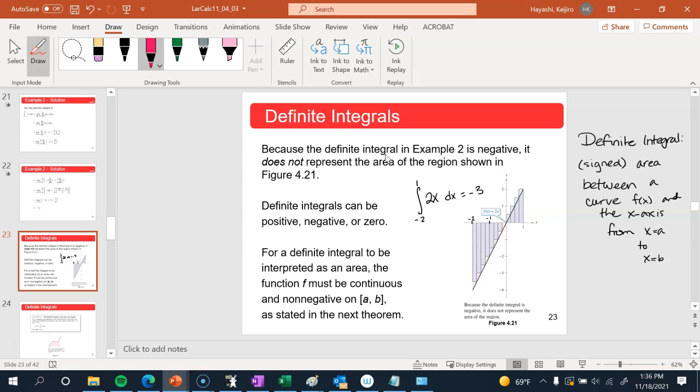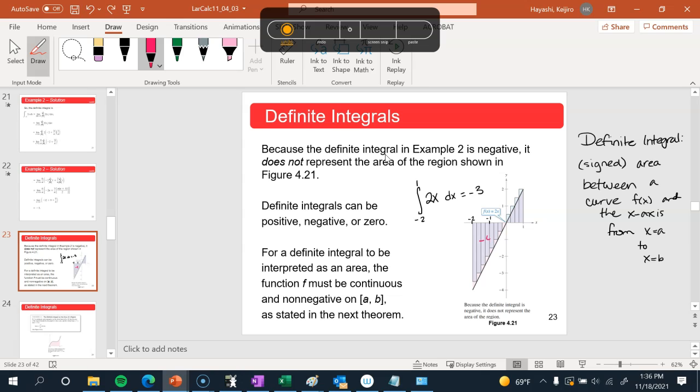So first of all, notice that this is a triangle. It's a triangle with a base of 2 and a height of 4, right? So if you think about the area of a triangle, it's going to be 2 times 4, which is 8, cut in half. So this triangle has an area of 4, except that it's below the x-axis, so it actually has an area of -4.